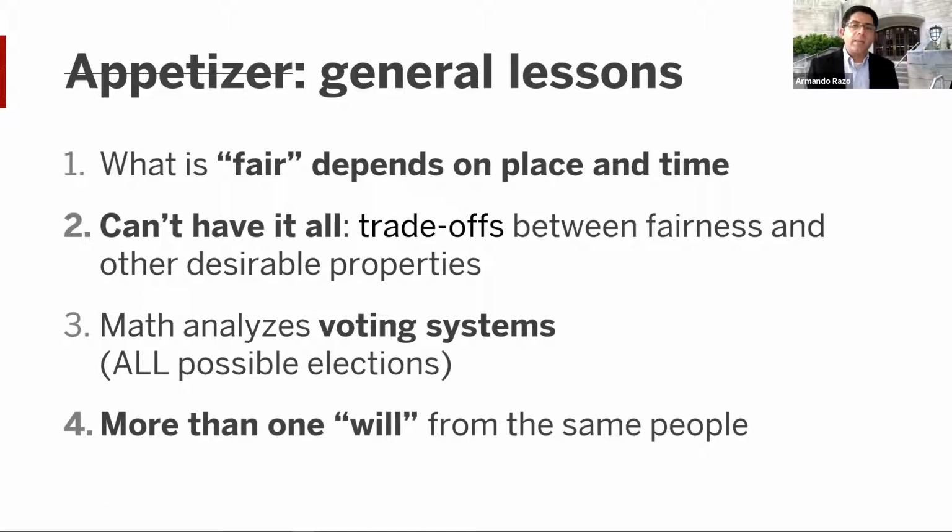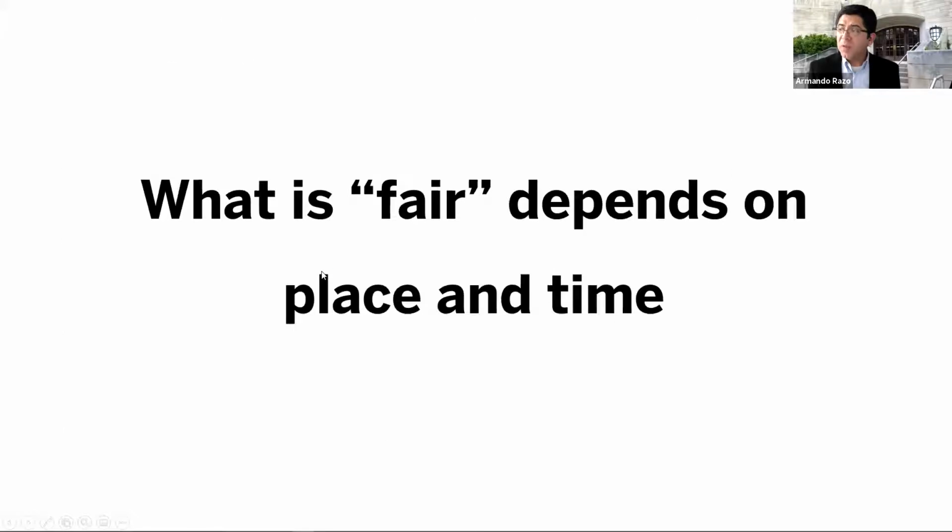Another thing that circles back to democracy is, I think all of us can agree with the common notion that democracy entails a political regime that elicits the will of the people, that is responsive to the will of the people. But as it turns out, even if you have the same group of people with the same preferences, there's more than one way to elicit the will of the people. We're going to revisit this point on various occasions during the talk. So here's the summary. Let me talk a little bit about how fairness depends on place and time.